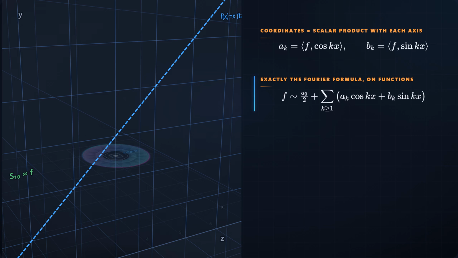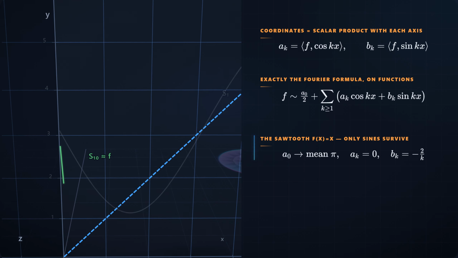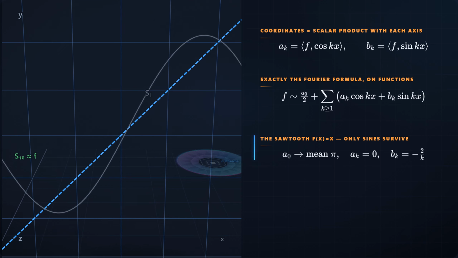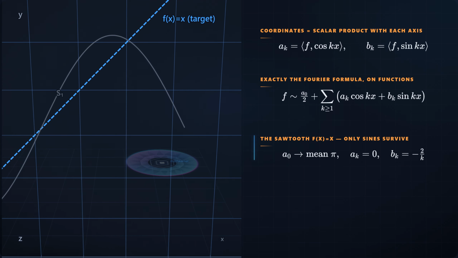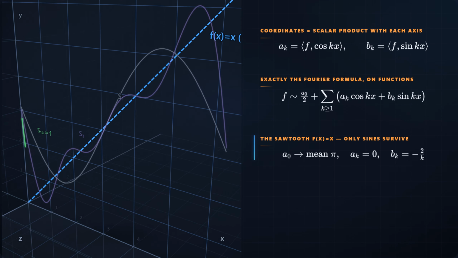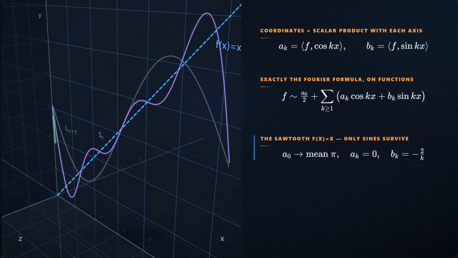Best approximation is a strong claim. Show me it actually approaches the function, not just some clever formula. Let's watch it. On the simplest ramp, f of x equals x, grinding the integrals, the cosines all vanish. The constant term is just the average value, pi, and the sine coefficients come out to -2/k, a pure sine series around the mean. Now add the waves one at a time. One sine barely leans the right way. 3 already bend toward the ramp.